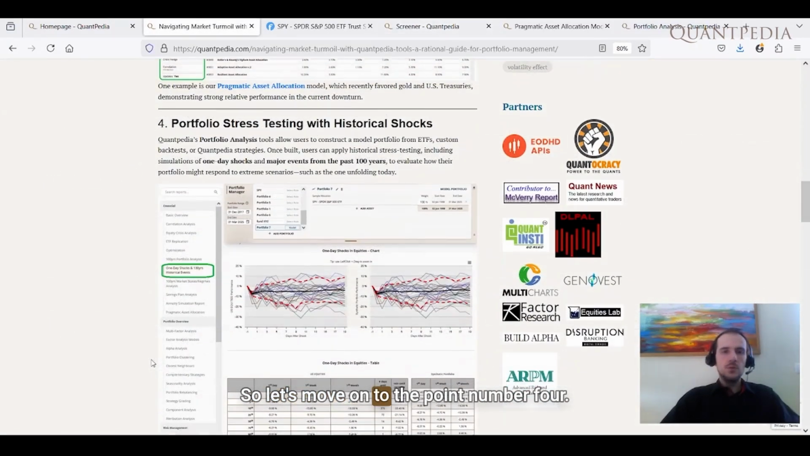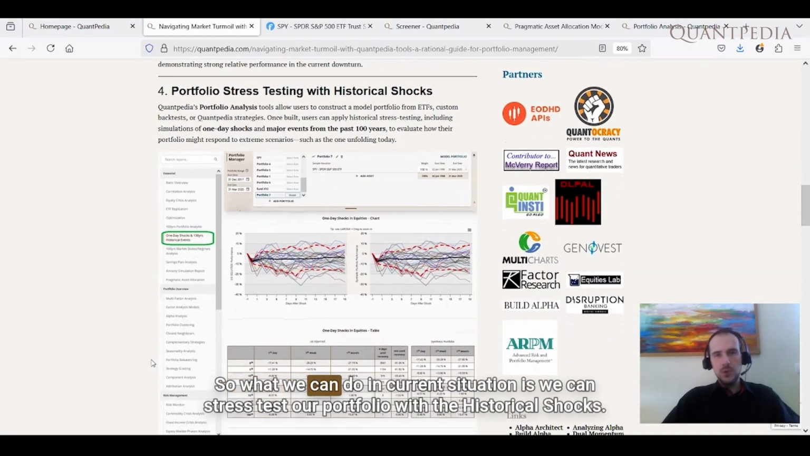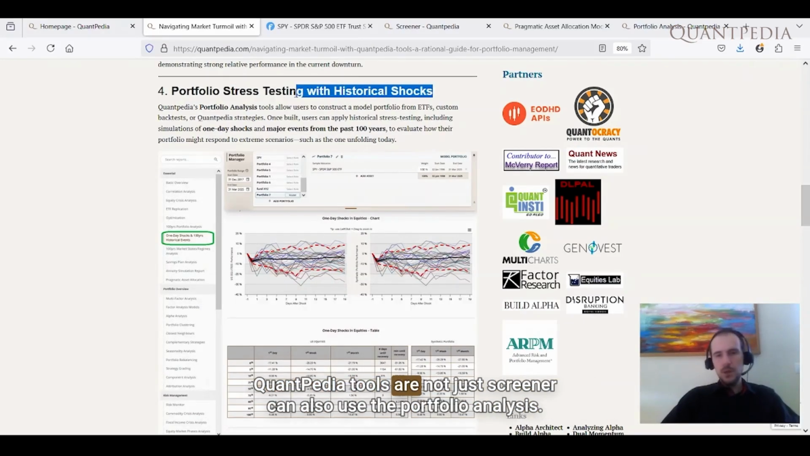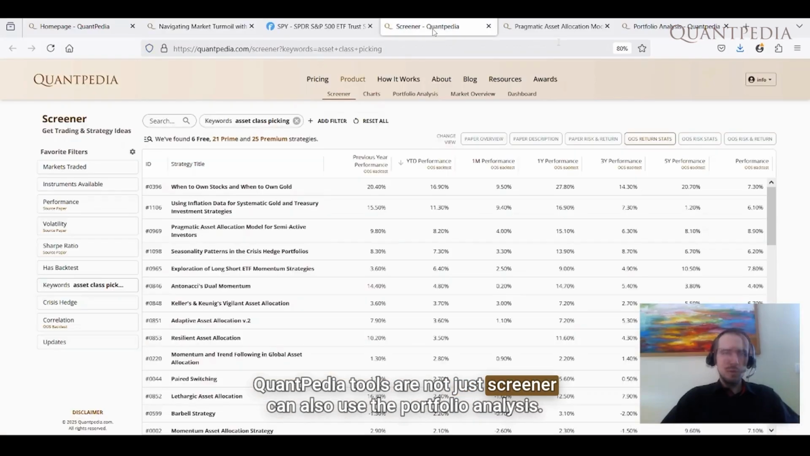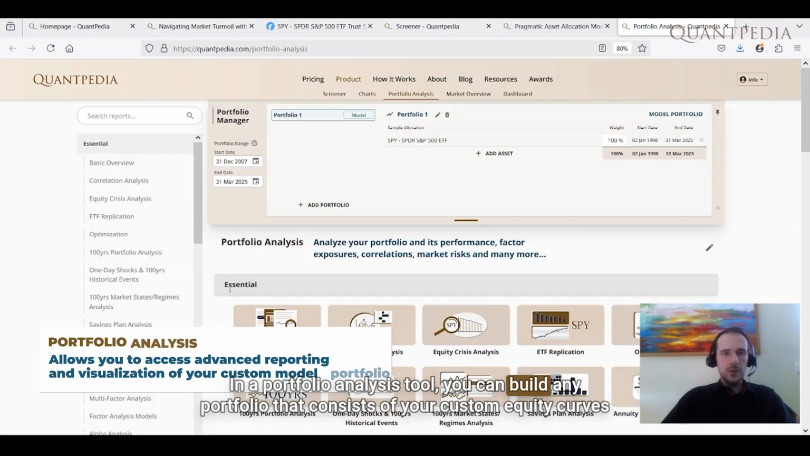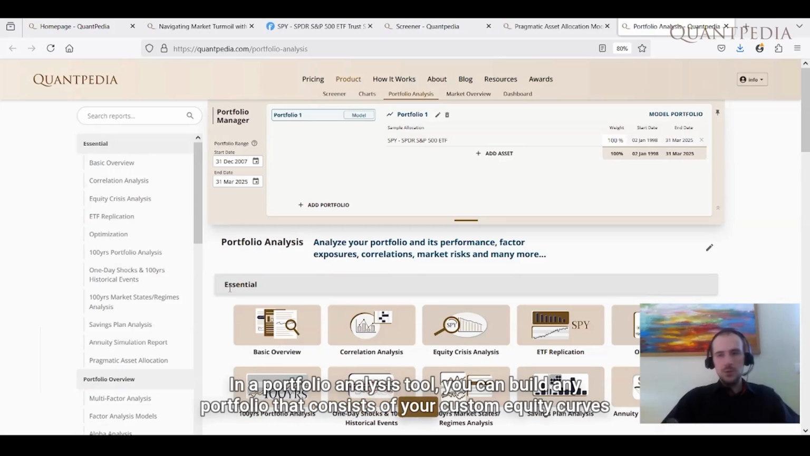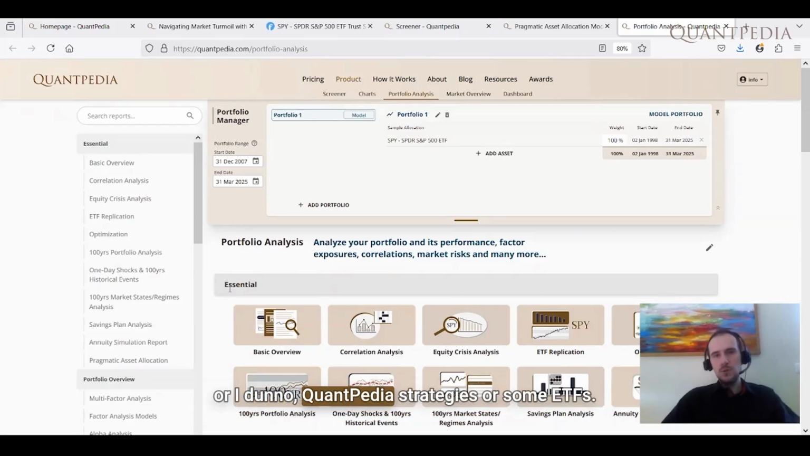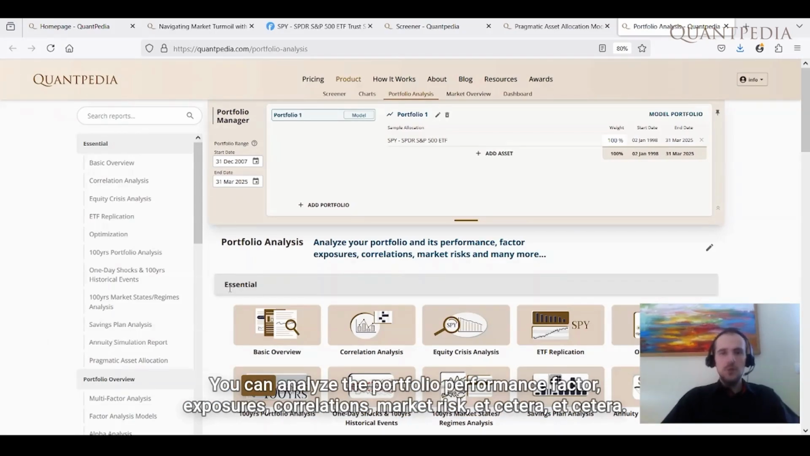So let's move on to the point number 4. What we can do in the current situation is stress test our portfolio with historical shocks. The Quantpedia tools are not just a screener. You can also use the portfolio analysis. In the portfolio analysis tool, you can build any portfolio that consists of your custom equity curves, or Quantpedia strategies, or some ETFs. You can analyze the portfolio performance, factor exposures, correlations, market risk, etc.